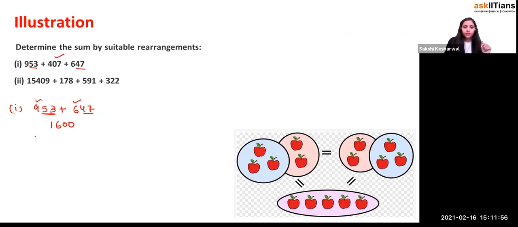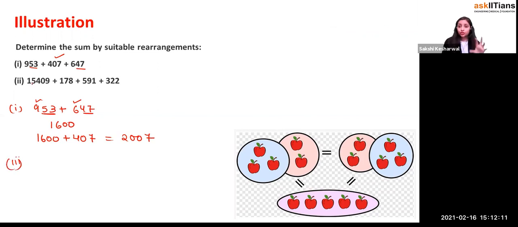Now this is only left behind. So this is 1600 plus 407, right? So you have to just add it up as you know. So 1600 plus 400 is equals to how much, beta? 2000, which is equals to what? 2007, right?